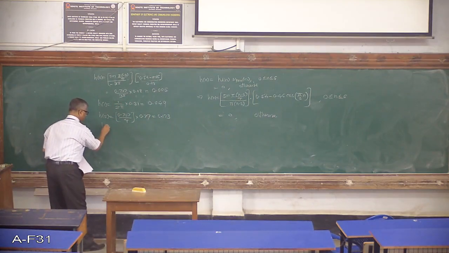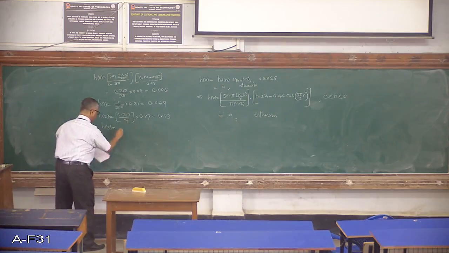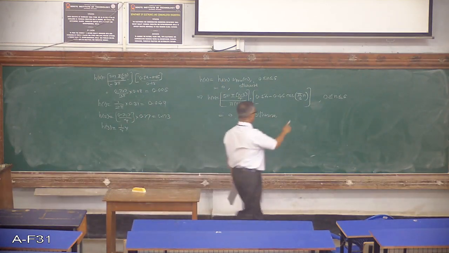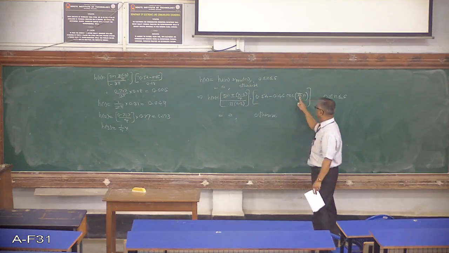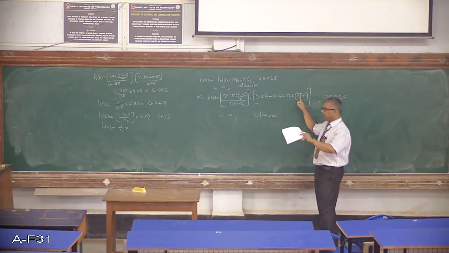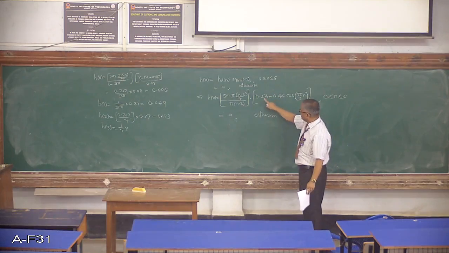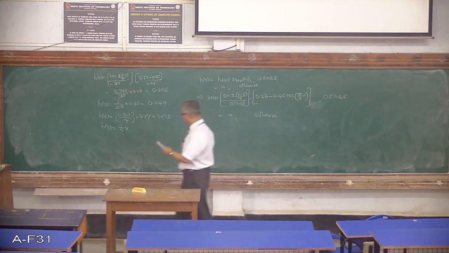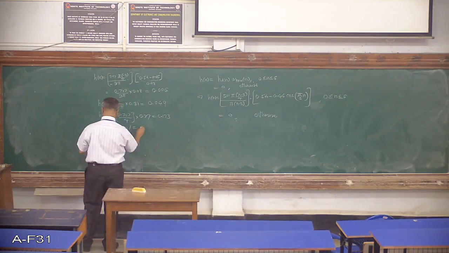Similarly, H of 3. It is 1 upon 4, and the moment I put n is equal to 3, I am getting cos pi. Cos pi is minus 1. Minus minus becomes plus 1. So 0.54 plus 0.46 is 1. So this window value will be 1. So you get 0.25.